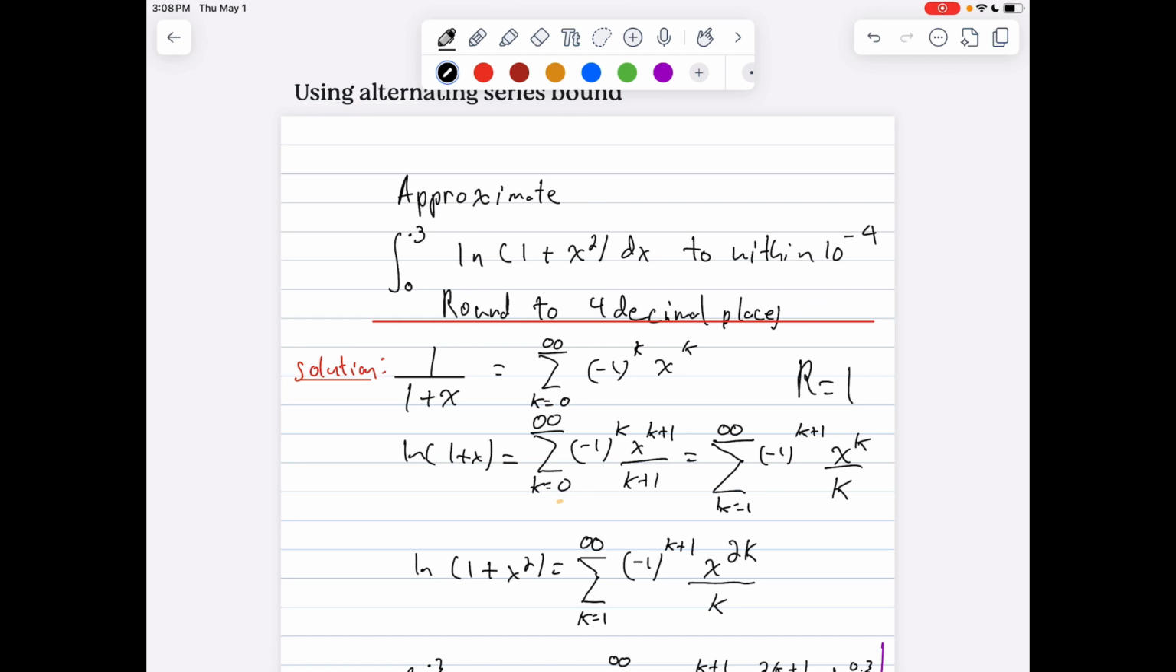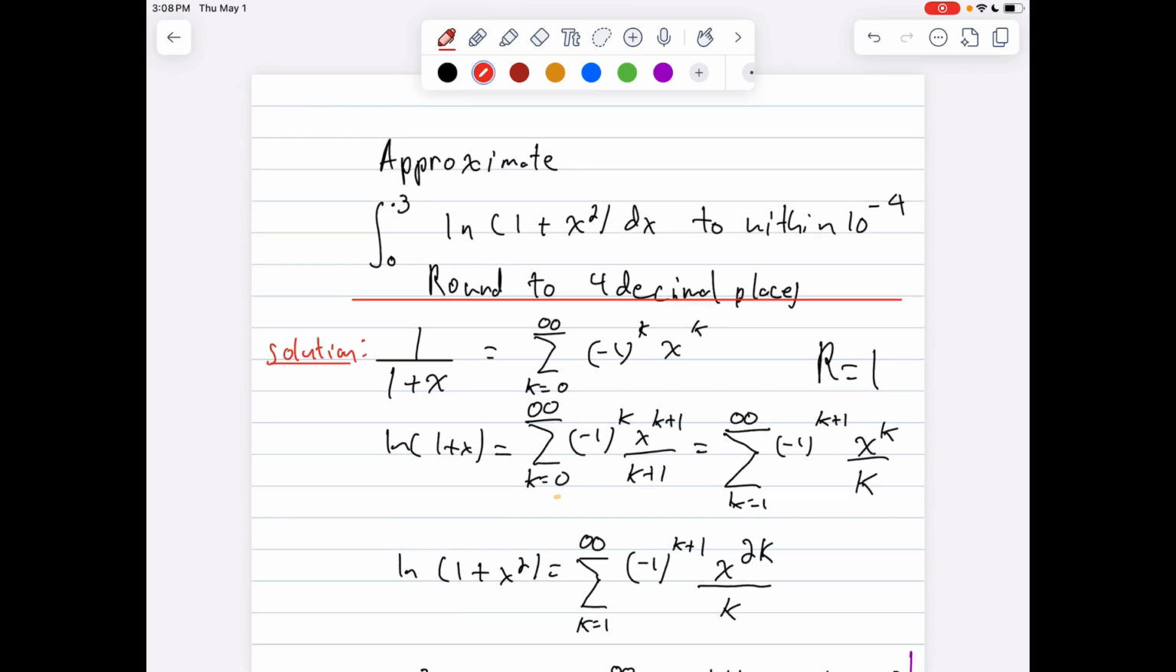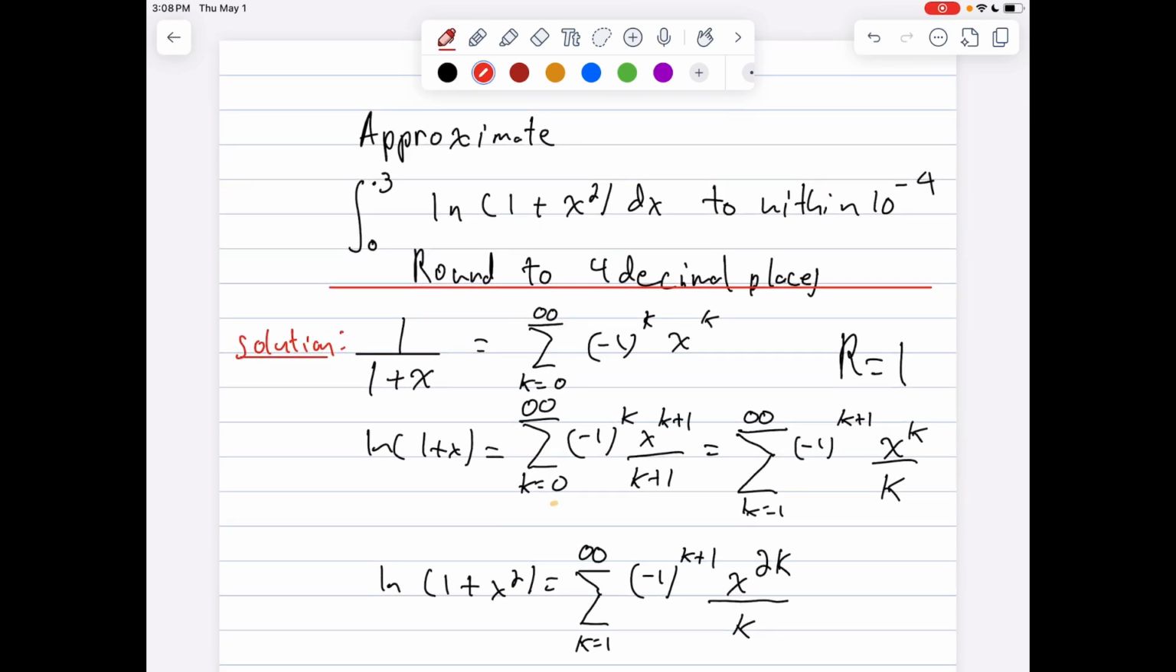Now, if I want to get a series for ln, I can integrate 1 over 1 plus x. That'd be ln of 1 plus x. And essentially that would mean integrating our series here. When you integrate the series, you basically concentrate on x to the k here, or it's integration term by term. And this gets you to this point right here.